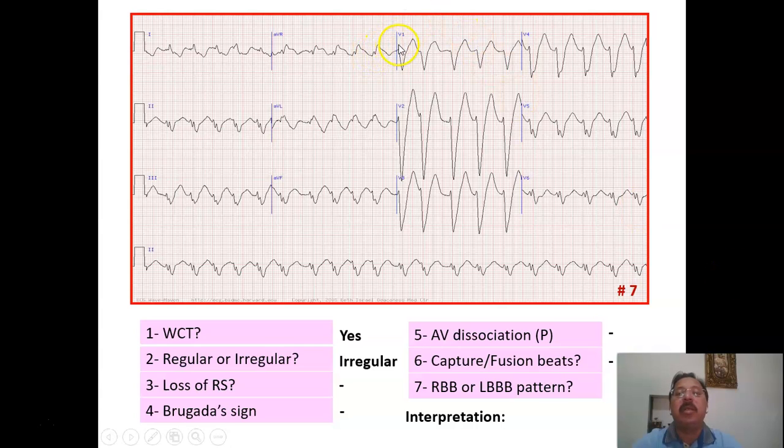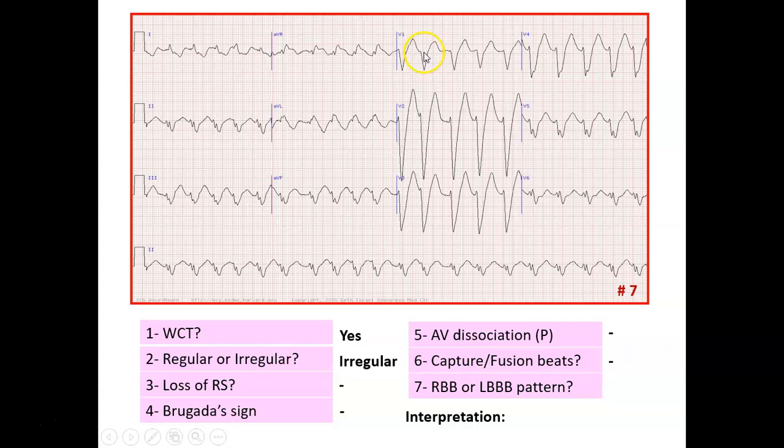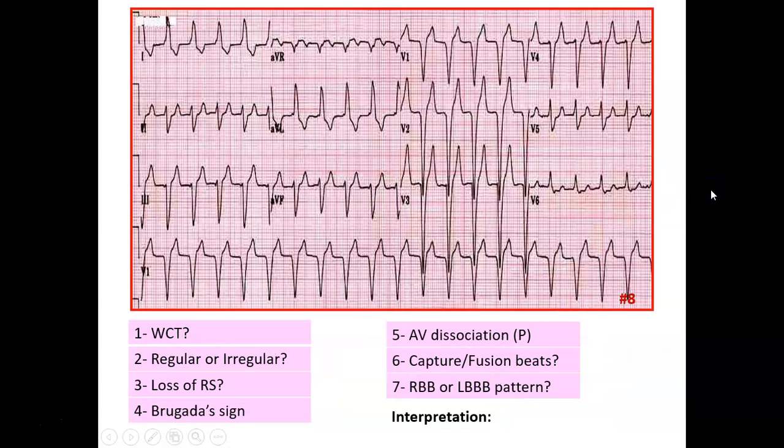So here it looks like negative S wave, negative QRS complexes in V1. Okay, so irregular, and this looks like the left bundle branch block pattern. So irregular wide complex tachycardia with left bundle branch block. So this may be atrial fibrillation with left bundle branch block.